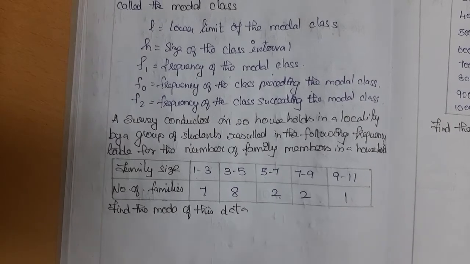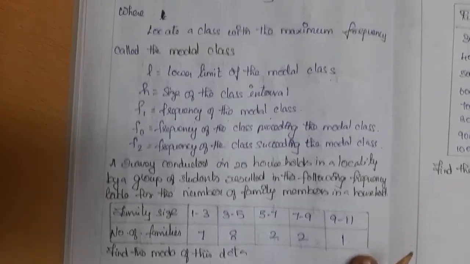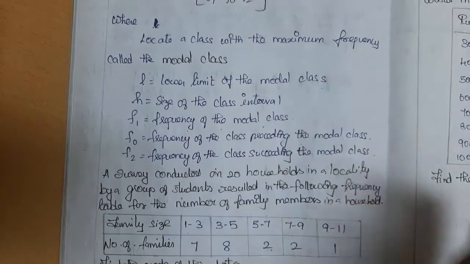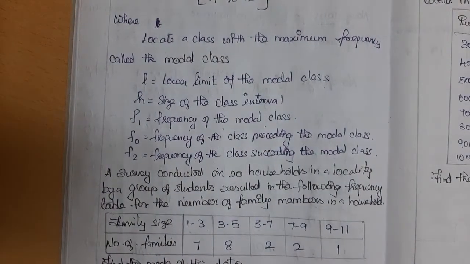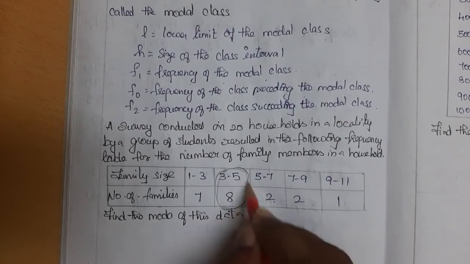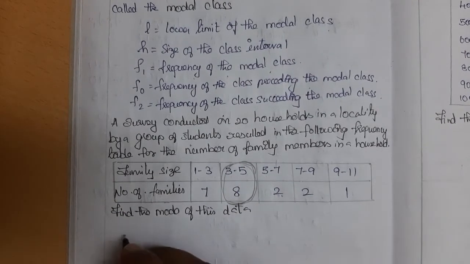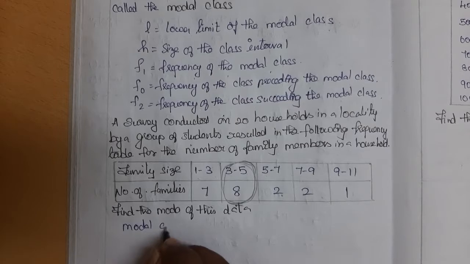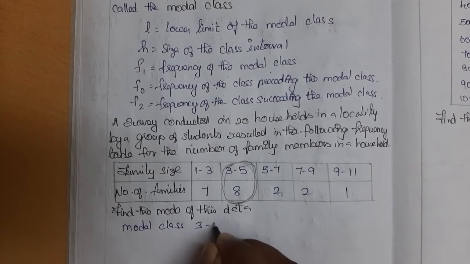So first we have to find the modal class. How can we find it? Locate the class with maximum frequency. Which has the maximum frequency? Here 8 is the maximum frequency. This is the modal class. First we have to find that. The modal class is 3 to 5.